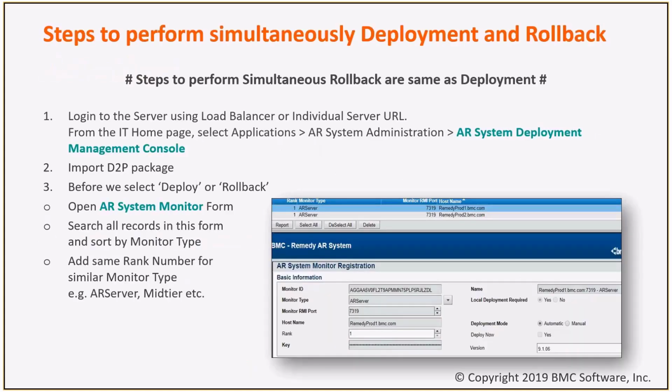Now let's have a look at these steps. The steps to perform simultaneous rollback are the same as deployment. We log into the server and open the AR System Deploy Manager console. We'll open the D2P package, and before we select deploy on a deployed package or rollback, we need to open the AR System Monitor form. As you can see, in this form, we will have the different list of servers part of the environment based upon their monitor type. Here, we need to update the ranking of the monitor type to be the same, for example, 1 or any other number.